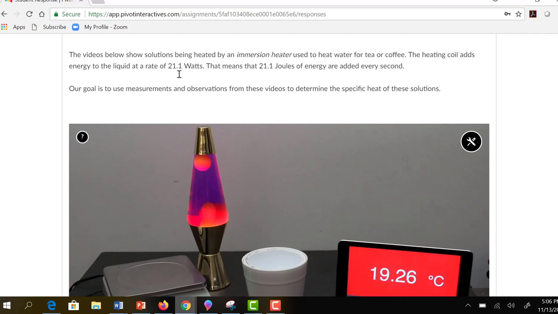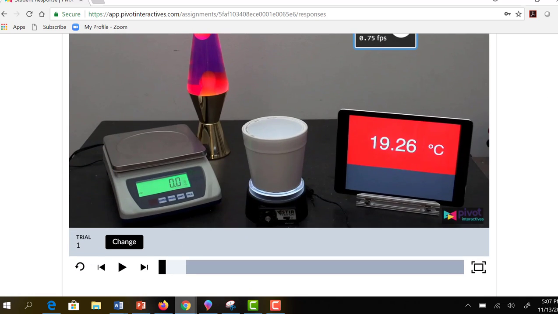If you measure the amount of time, and you can do that because you have a stopwatch over here, and you know the rate that energy is being added, you can figure out the total energy that's added. Note that this is measured in minutes, so later on you'll have to convert that to seconds. Let's just run through it one time and you can see.